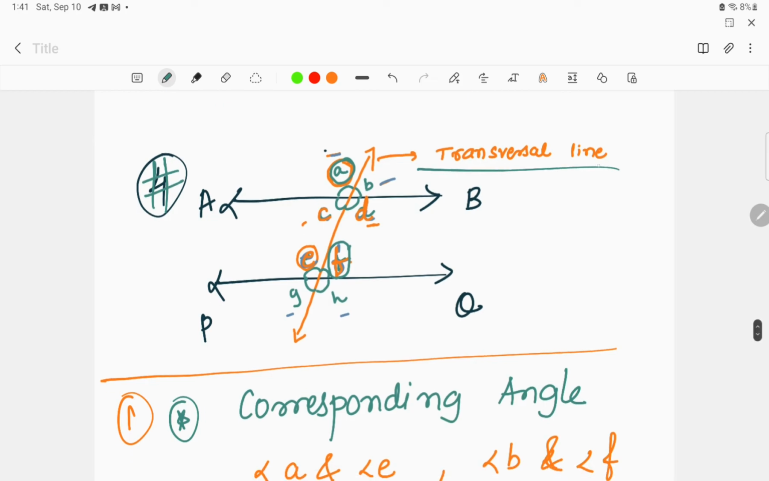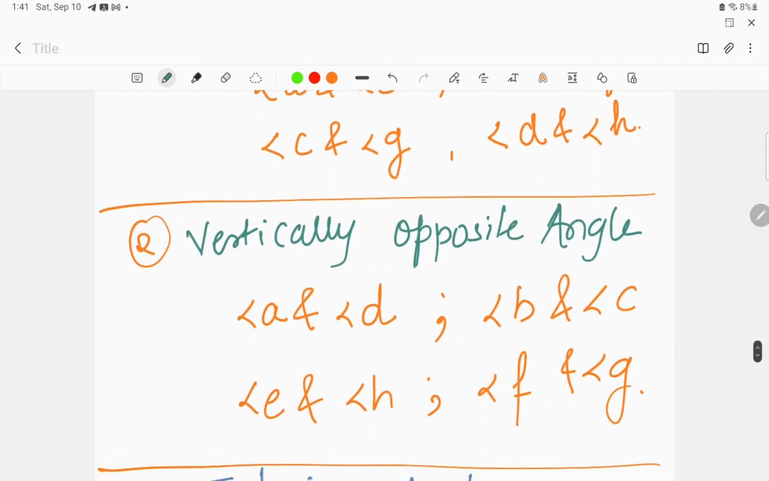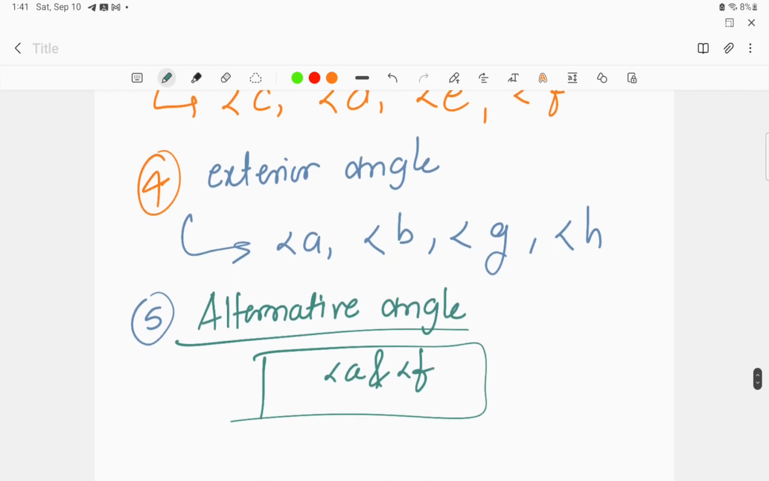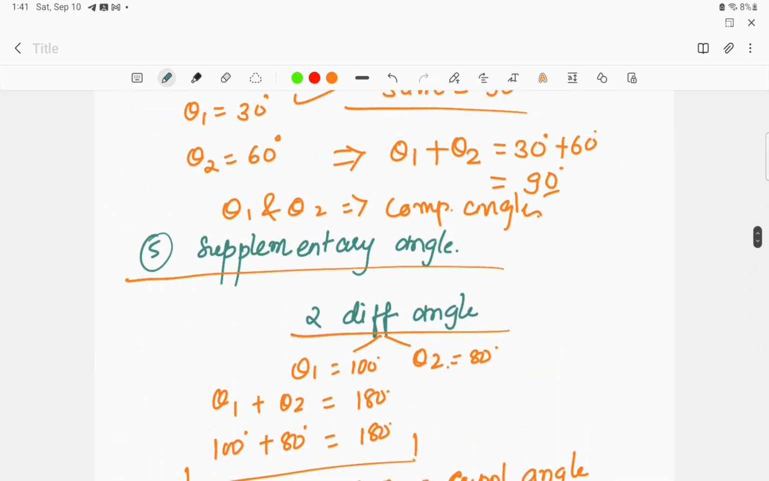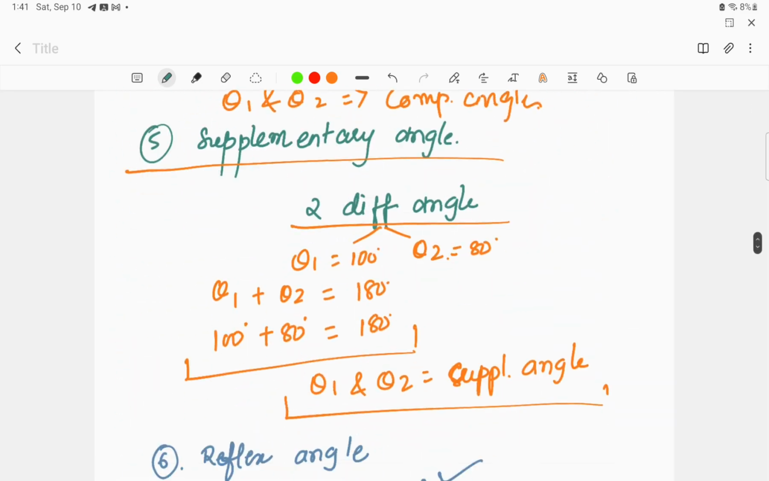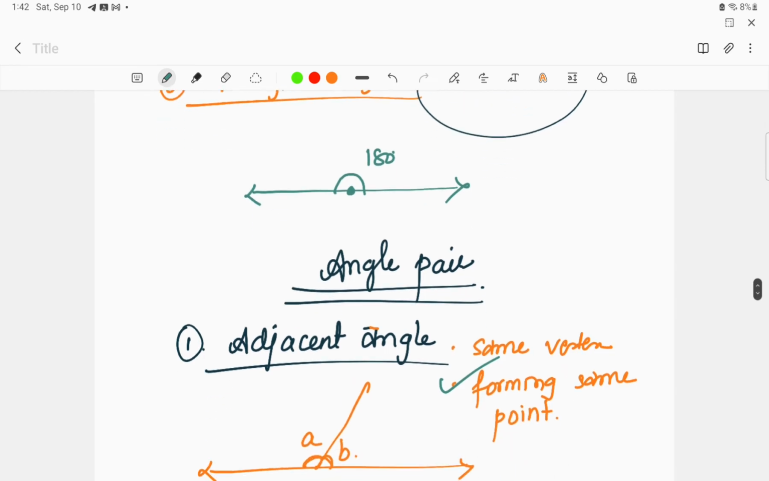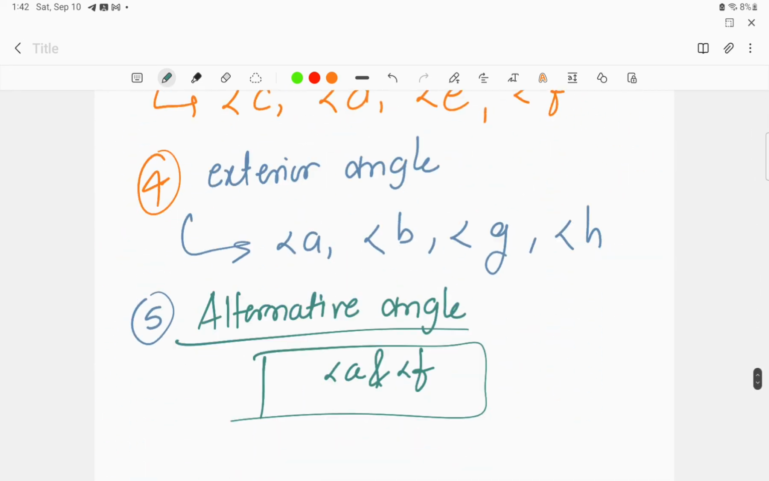Then we have seen the responsible thing, that is the transversal line, for these different angles, that is the corresponding angles. Then we have seen the vertically opposite angles, interior exterior angles, and the alternative angles. This was all about the angles and the lines that we have discussed today. We will discuss many other terms and many questions. One basic angle term has been left, that we will take once, and then we will move to the second part in the next lecture.